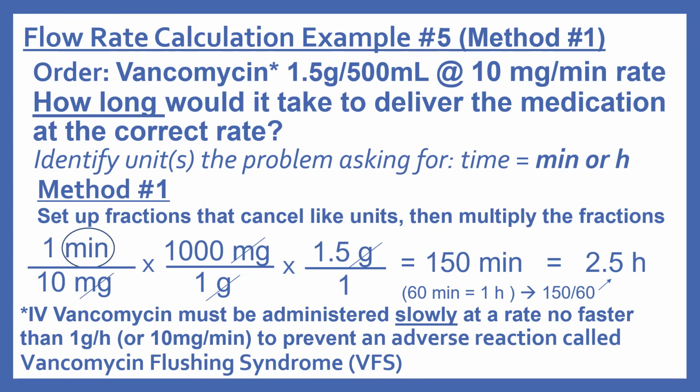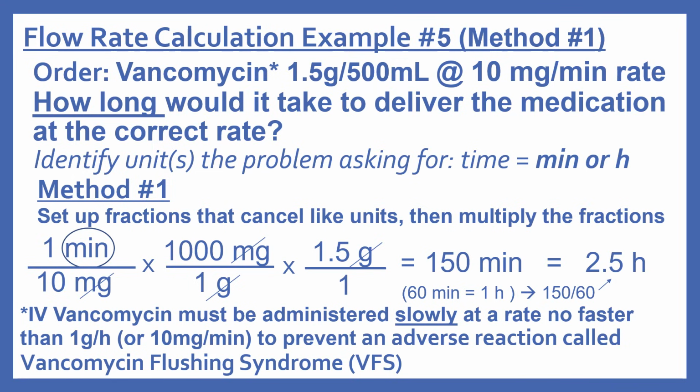So I have a note about IV vancomycin here. It is a medication that must be administered slowly at a rate no faster than 1 gram per hour or 10 milligrams per minute to prevent an adverse reaction called vancomycin flushing syndrome, or VFS. So this causes redness in the face and the upper body. So it has to be administered slowly. That's something important to know about vancomycin. I just thought I'd put that in there since we had an example about vancomycin. So back to our problem.